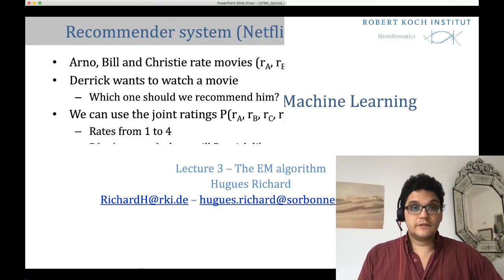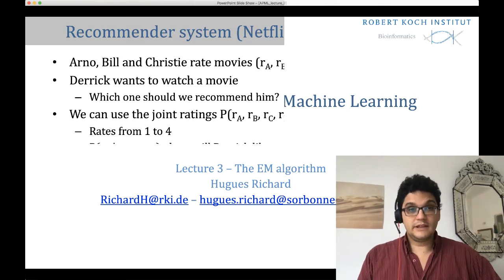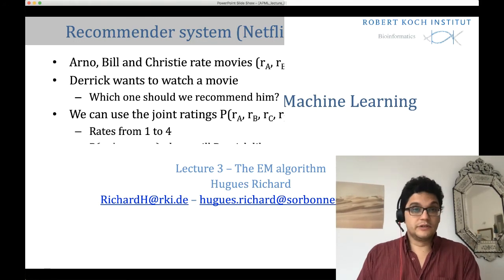Okay, and so you see the number of parameters you have to estimate for such a model is already relatively high. We have 4 possible ratings, and we have 4 people giving ratings. But we know that the probabilities sum to 1 for each combination, so we have a total of 192 parameters to estimate. And so how could you estimate these parameters?